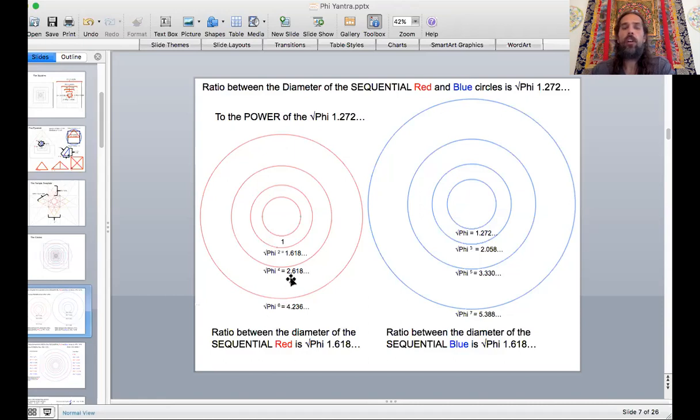And then the ratio between the diameter of these circles, all the red ones here, is phi. So of course, this is phi relationship, 1 to 1.618, 1.618 to 2.618. And all these blue ones over here are also in phi relationship. 1.272 is in phi relationship to 2.058, as 2.058 is in relationship to 3.330, as it is to the next number. So as you can see, this is what the wholeness is about.